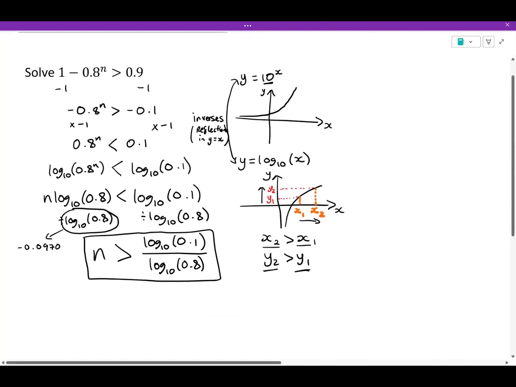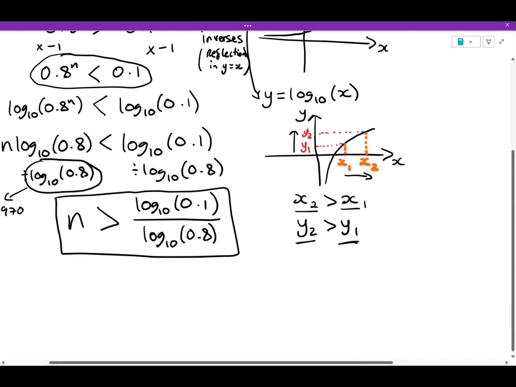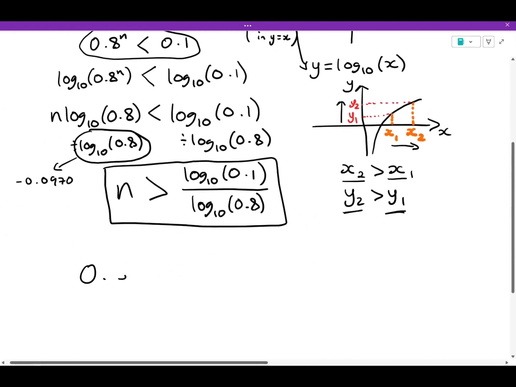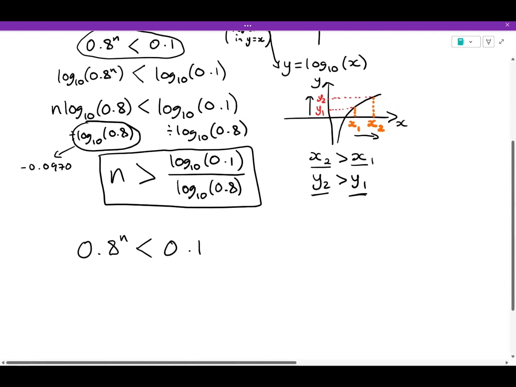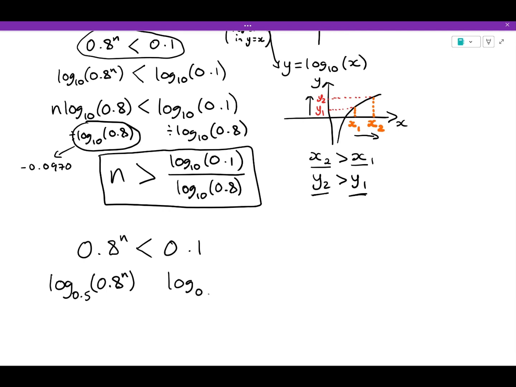Now let's just consider a different way of doing things. So I want to go back to this line of working here. So I'm going to write that back down over here. So let's say 0.8 to the power of n is smaller than 0.1. Okay, so I used log base 10 before. Let's use a different base. Let's go for a base smaller than 1, and you'll see why I'm going to do that in a second. Let's go with log base 0.5. And then I'm going to take that logarithm of both sides, so I put log base 0.5 of 0.8 to the power of n, and then log base 0.5 of 0.1, like that.